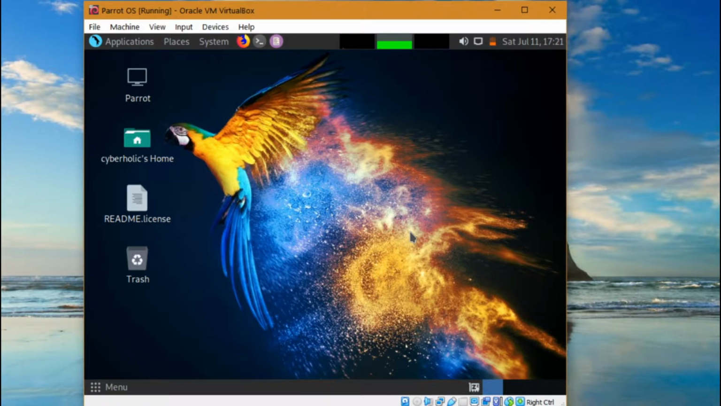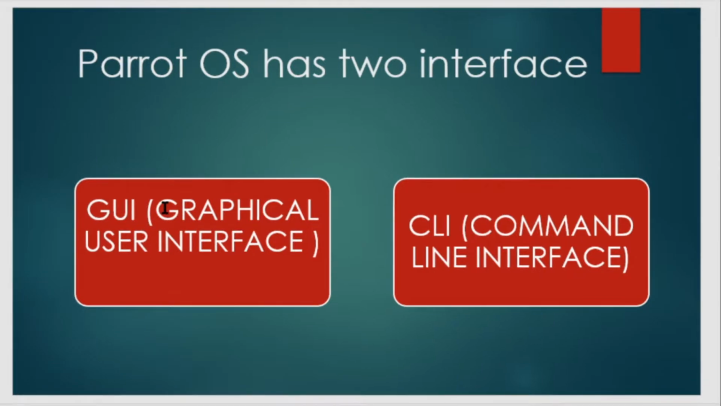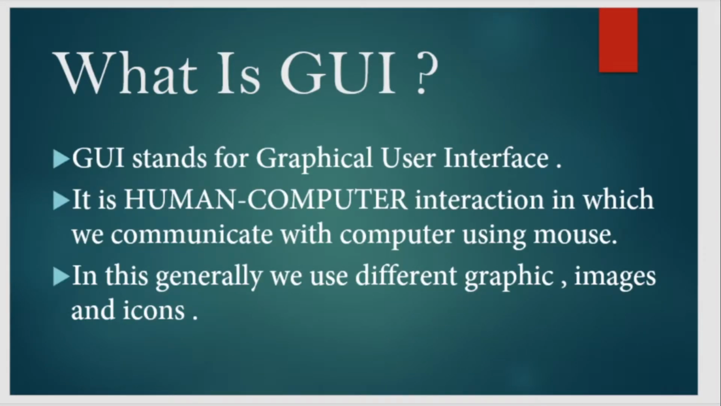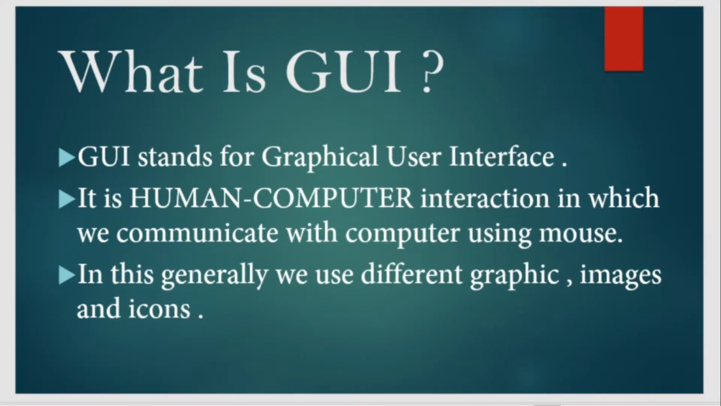So today I will discuss the interfaces present in Parrot OS. Parrot OS has two interfaces. First one is GUI, that means graphical user interface, and second one is CLI, command line interface. So today I will explain GUI. I want my users clear from the base. So today we are starting GUI.